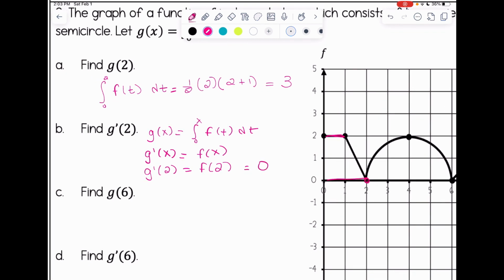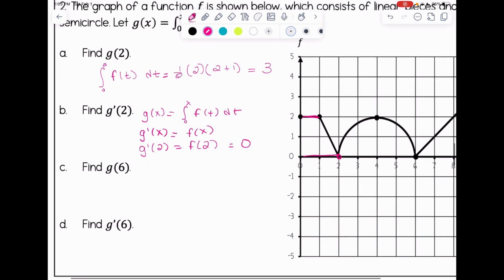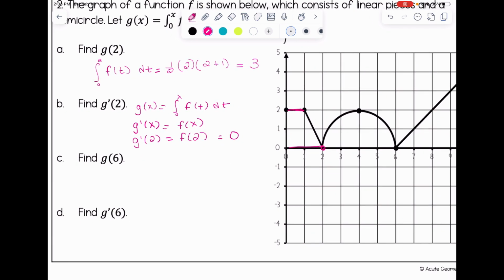All right, let's try that process once more, but with a new input. So g of 6 means I'm going to be finding the area from 0 to 6. Now, we already know that the area from 0 to 2 was 3. So we have to add in the area from 2 to 6 now, right? So if we look at our graph here, this all came out to be 3. We've got to add in all of this new area.